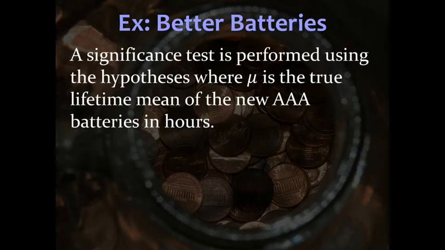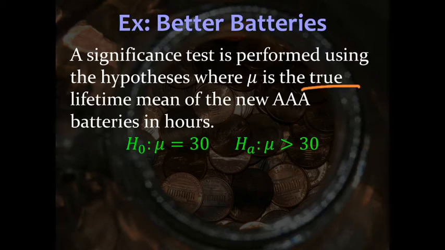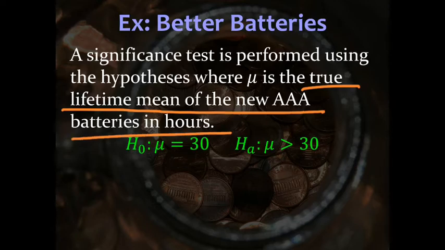A significance test is performed using the hypothesis where mu is the true lifetime mean of the new AAA batteries in hours. So the alternative hypothesis and our null hypothesis are presented as follows. Our parameter is already defined. We know what our mean is. It's the true lifetime mean of the new AAA batteries. So that is the parameter. You always want to state what the parameter is when you do a significance test.